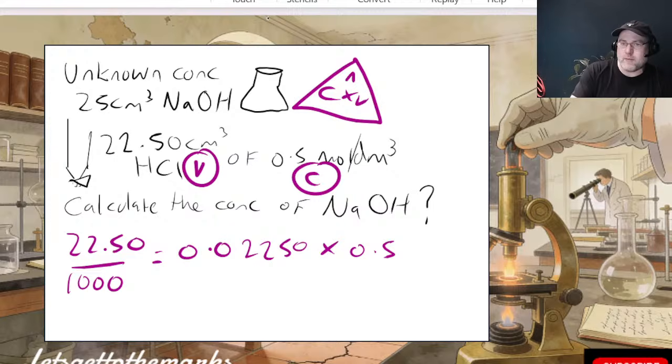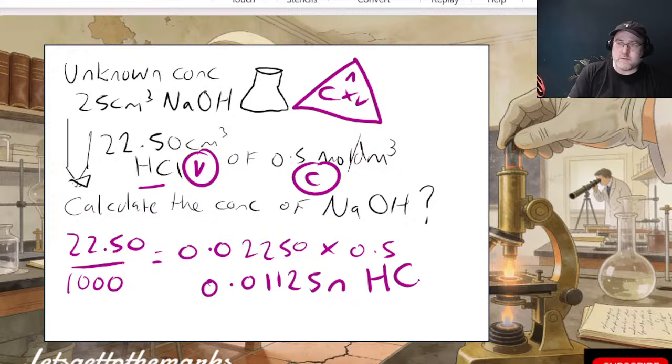And a lot of people are like, what the hell have we done so far? So we've got 0.01125, and that was of HCl. So that is moles, n stands for number of moles, of hydrochloric acid. So I've worked out my acid.